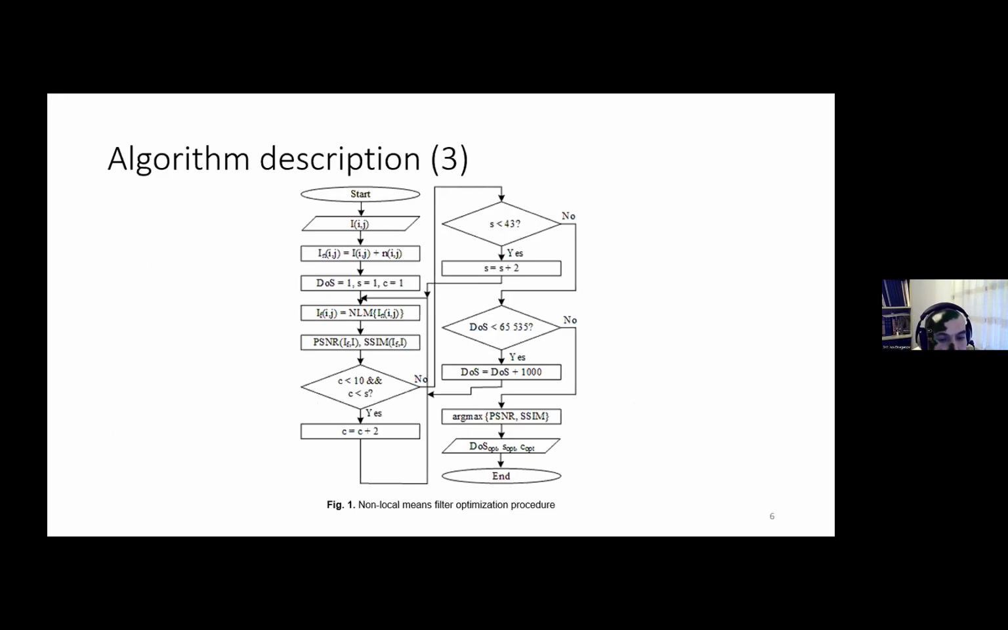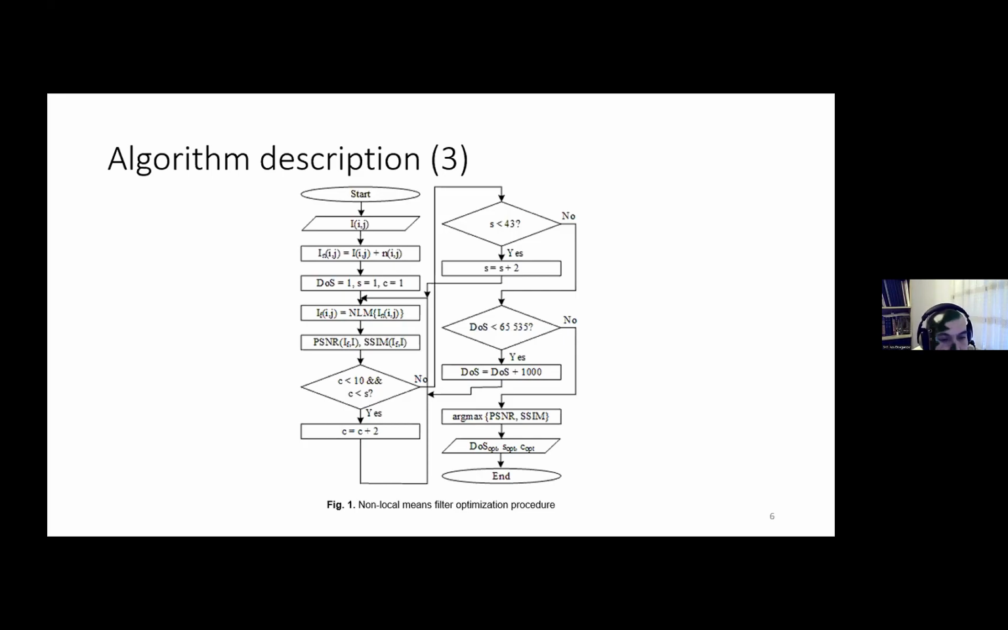This is the optimization procedure which we propose for that purpose. We start with a noisy image IN after adding additive white Gaussian noise and initialize the degree of smoothing, the search window, and the comparison window, all three parameters equal to 1. Then we perform the non-local means filtering and estimate the peak signal to noise ratio and the structural similarity index.